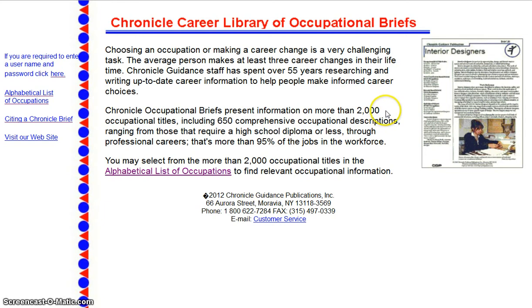The Chronicle Occupation Brief presents information on more than 2,000 occupational titles, including 650 comprehensive occupational descriptions, ranging from those that require high school diploma or less through professional careers. That's more than 95% of the jobs in the workforce. For this particular information, we're going to need to use our specific username and password.